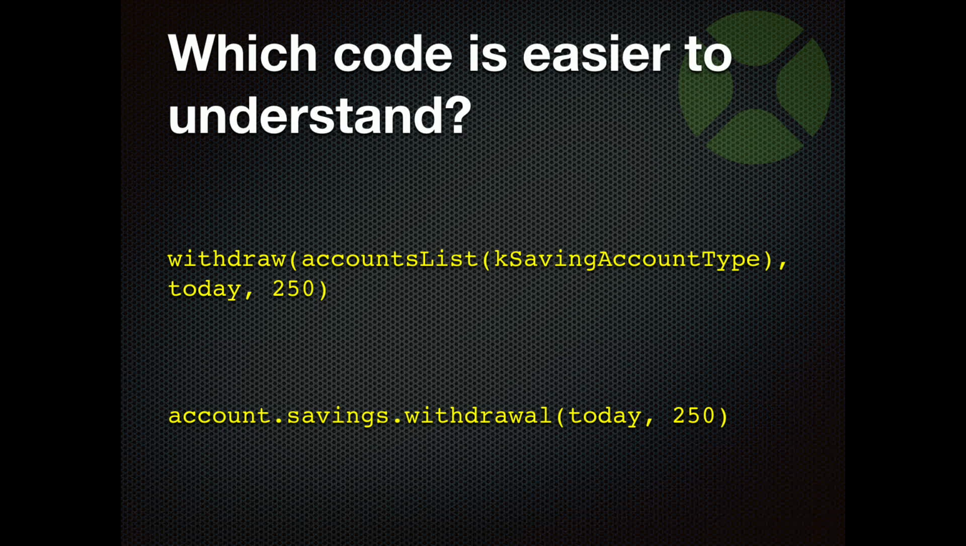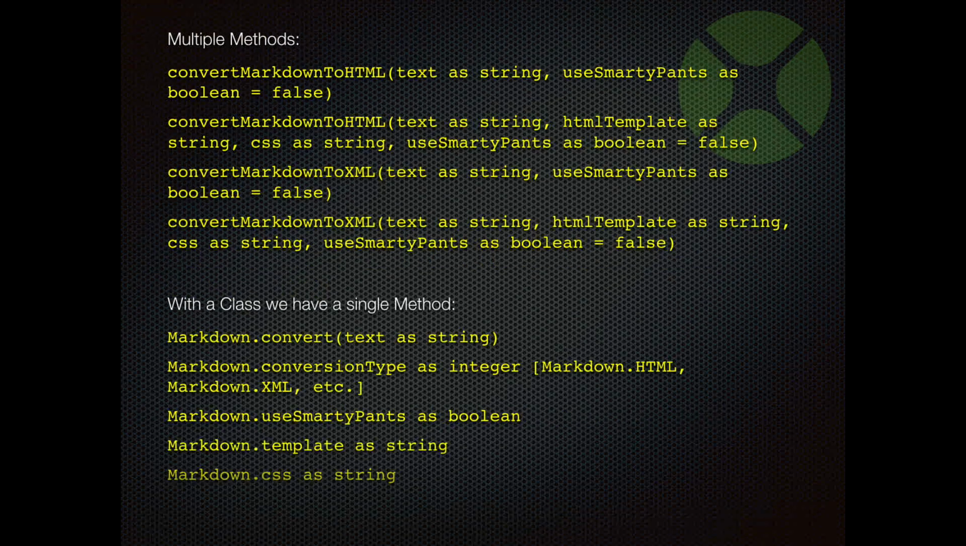We can understand that, right? But look at the second one. We have an object that's an account. We're looking at the subcategory of that called savings. We're calling the withdrawal command, today, 250. I look at this and I go, I know what that does, right? I don't even think about it. I can see that. So this is a very simple example, but it shows how much clearer object-oriented code is, and even though it isn't really complicated, you can go, that's a lot easier to do. So that's one of the key benefits.